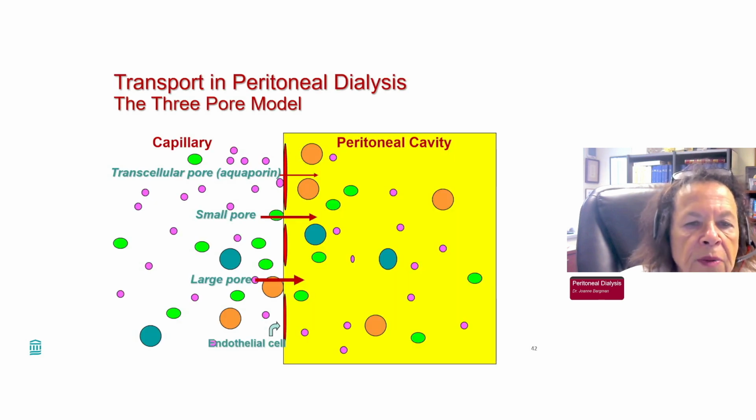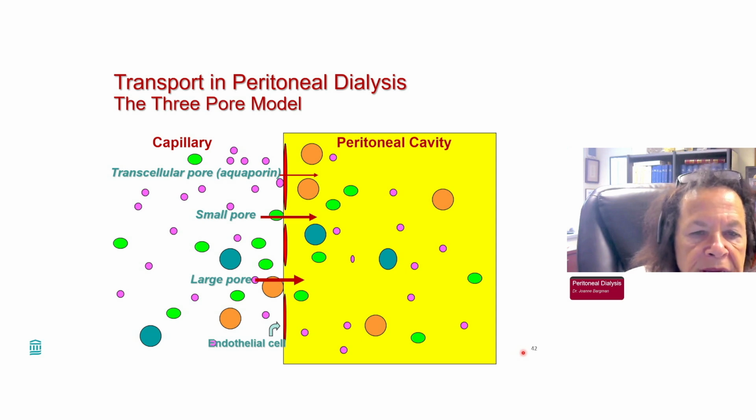So again, if we look a little more closely, we have the blood compartment on the left, the capillaries, and the dialysate compartment on the right. As I said before, it appears to be the endothelial cells in red that are lining the capillaries that control the flux between the two compartments. And there are 3 kinds of pores at this interface. There's the space between the endothelial cells, and most of these are small spaces, so they're called small pores, and they allow water to go through and electrolytes and small solutes.